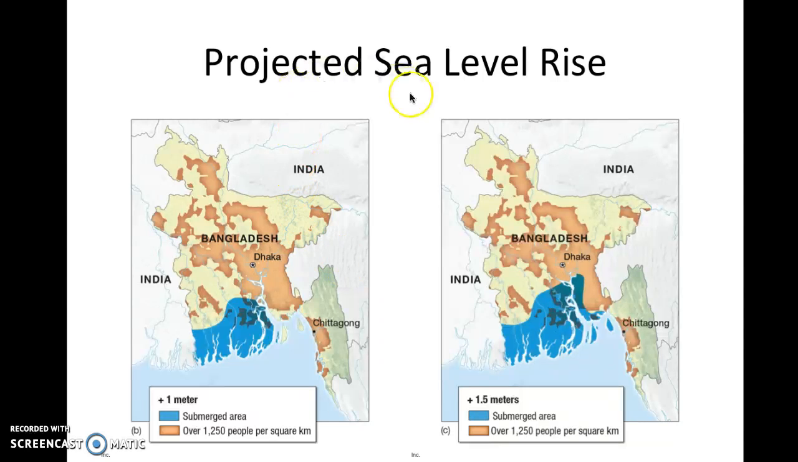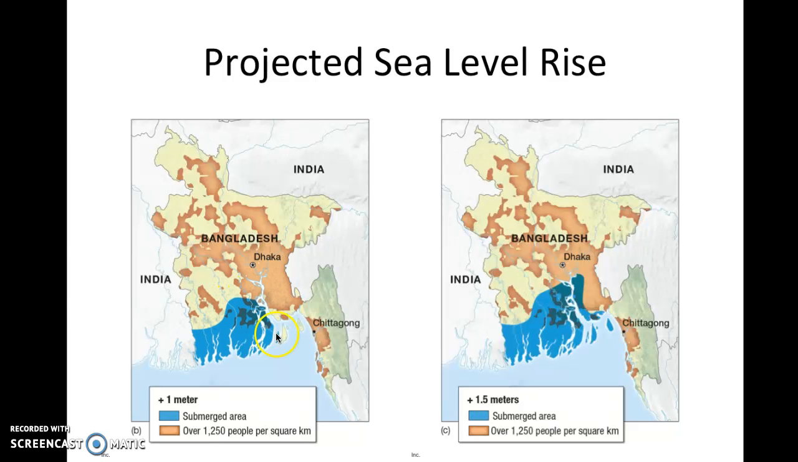Now here are two projected sea level rises. One is 1 meter, which is about 39 inches or a little over 3 feet. And the other is 1.5 meters, which would be about 5 feet. And you see how much of the country would be permanently flooded.